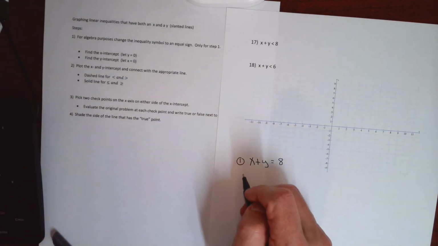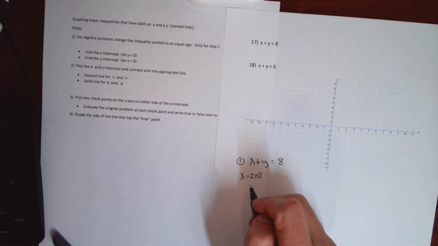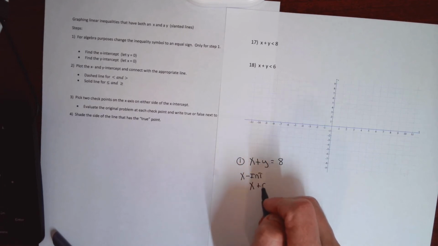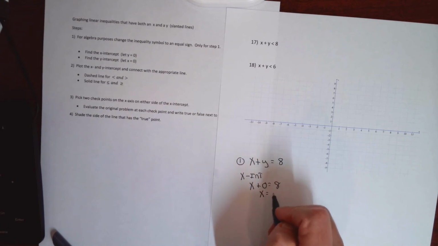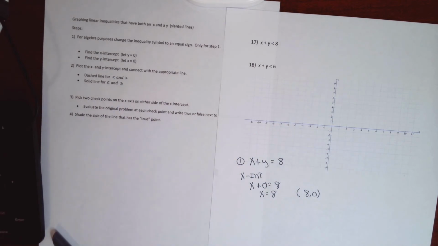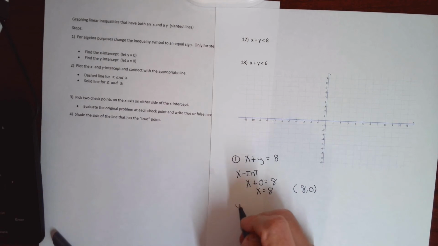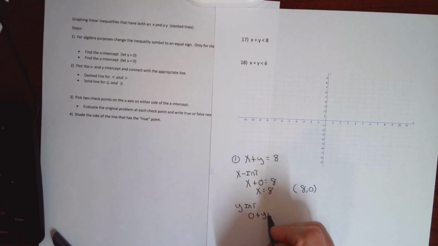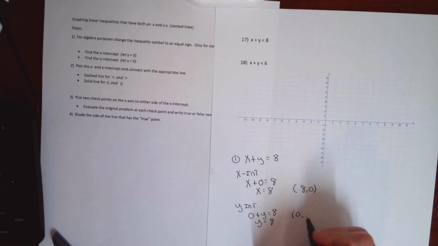Find the x-intercept. To find the x-intercept, I let y be 0. So I'm going to go x plus 0 equals 8. That's going to give me x equal to 8. And in terms of an intercept, that's the point (8, 0). Next, I'm going to find the y-intercept by going 0 plus y equals 8, and I'll get y equal to 8. That represents the point (0, 8).